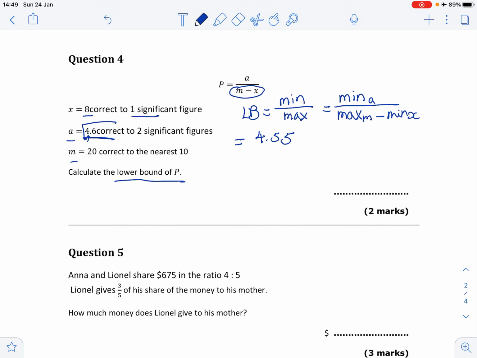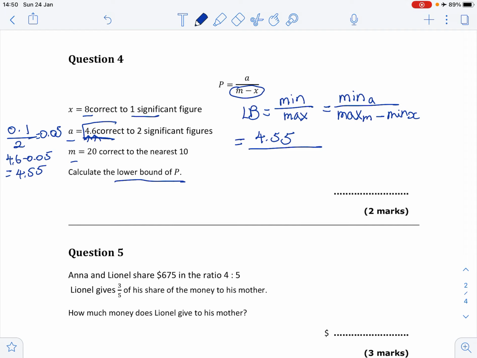So we look at this, it is number 1, number 2. So it's 2 SF. So this is to 0.1. So we half it. Half the value is 0.05. If we're finding the maximum, we add 0.05, and if we're finding the minimum, we subtract 0.05. So that's how we got it. So 4.6 minus 0.05 is equal to 4.55.